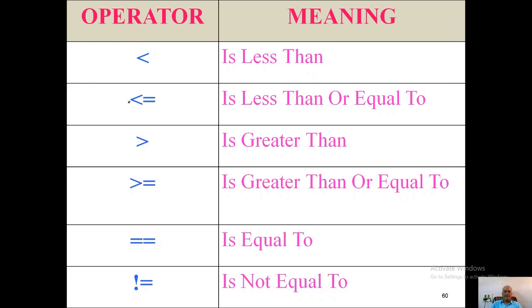The result of a relational operator is either 1 or 0. 1 stands for true and 0 stands for false. For example, if A greater than B is true, it returns the result as 1. If A greater than B is false, it returns the result as 0.